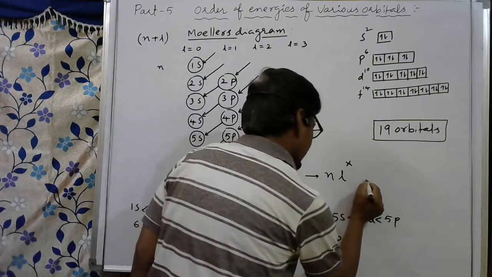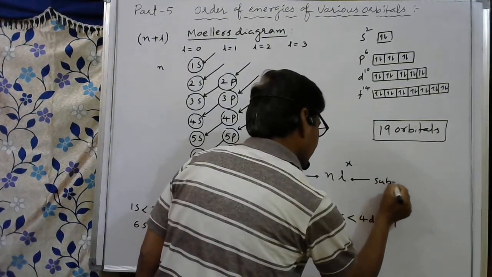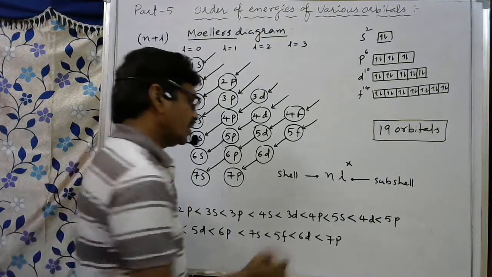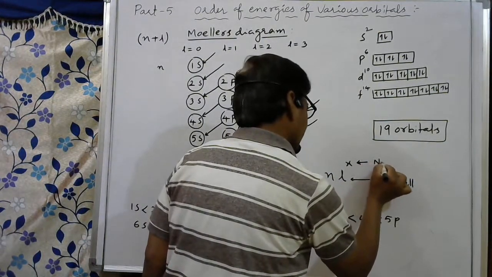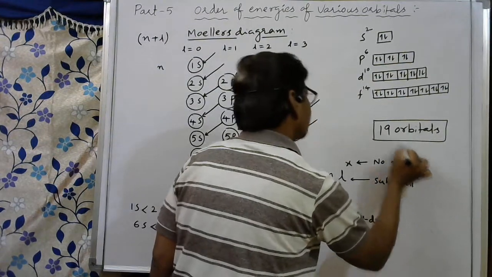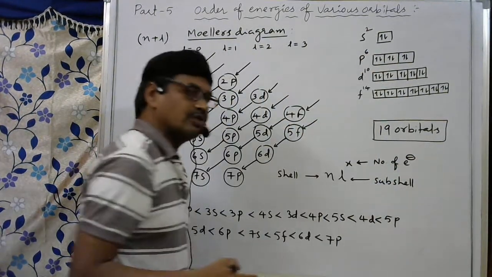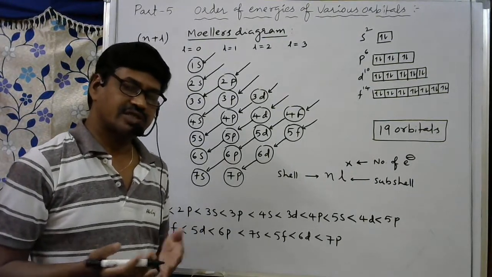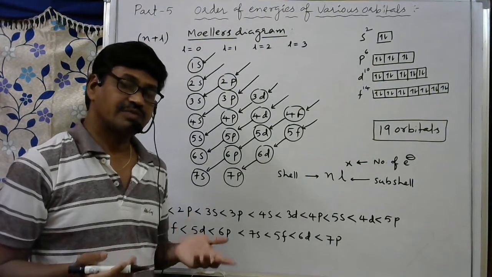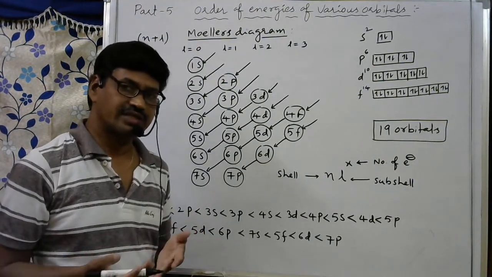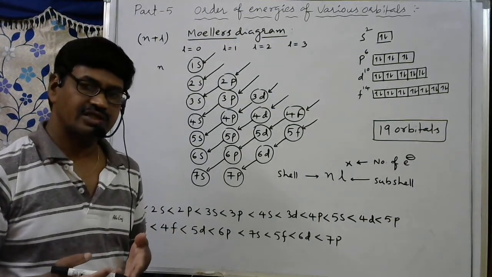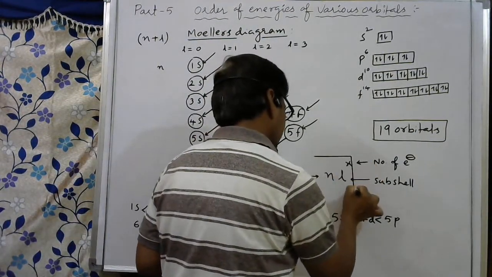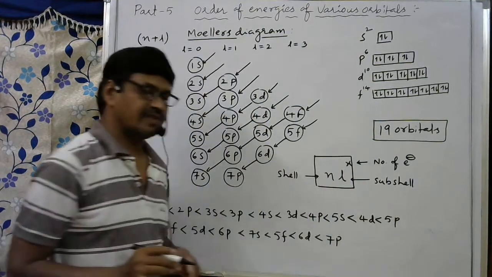L is nothing but the subshell. Subshell means S orbital or P orbital, D or F. X is nothing but the number of electrons. Number of electrons means S2, P6, D10, F14 as per the requirement. Maybe it may not completely fill. Sometimes the S orbital may contain 1 electron. Sometimes the P orbital may contain 3 electrons or 4 electrons, not complete. It depends on the number of electrons present in that particular given element. So this is the NLX method for writing electron configuration.